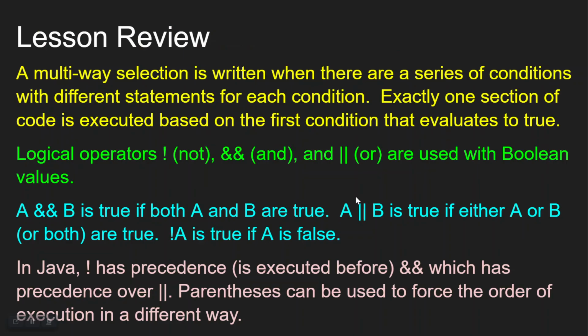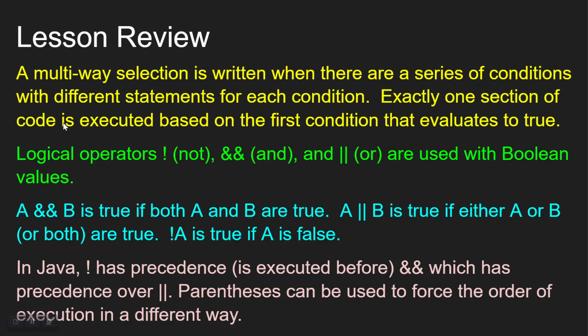All right, well, it's time for our lesson review. Let's go ahead and check it out. A multi-way selection is written when there are a series of conditions with different statements for each condition, and exactly one section of code is executed based on the first condition that evaluates to true. So we're looking at all of those if, else if, else if, else if statements. As soon as one becomes true, only that one section gets executed.